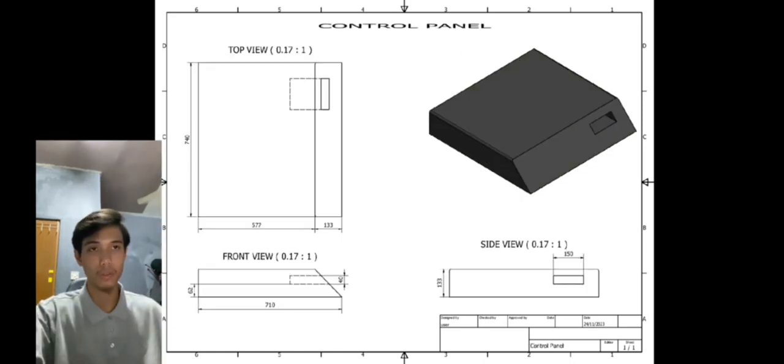The next part is the control panel, which is part number 2. As you can see from the top view, the length from side to side is 740 millimeters, the length from back to front is 710 millimeters, and the height is 133 millimeters. Our control panel also has a detergent box place. The height of the detergent box place is 40 millimeters, and the length from side to side is 150 millimeters. The function of the control panel is to program the machine to operate, such as temperature control, rotation speed, and program selection.